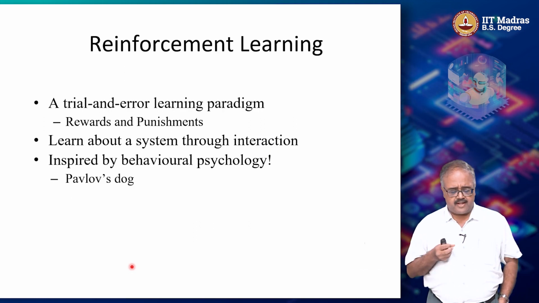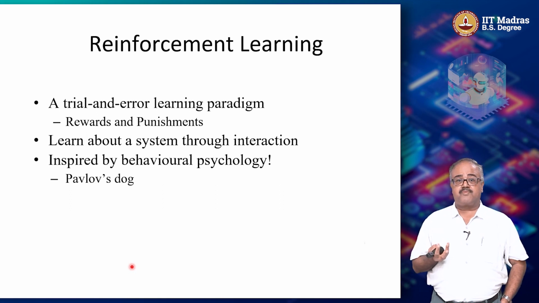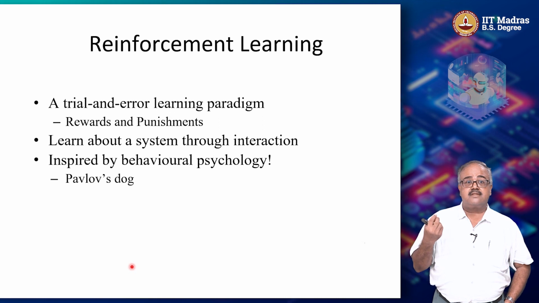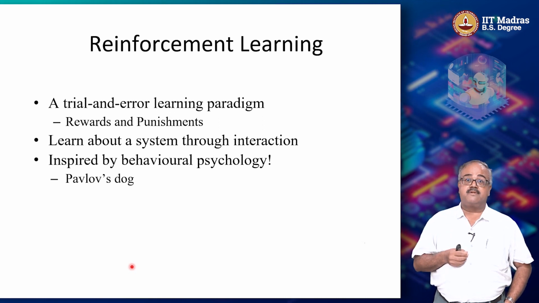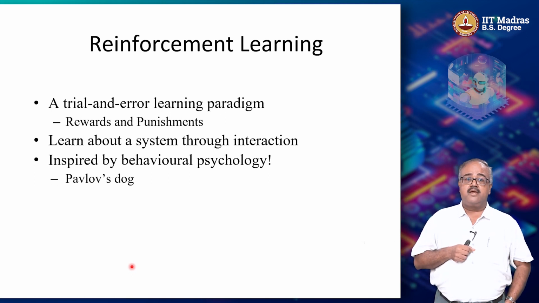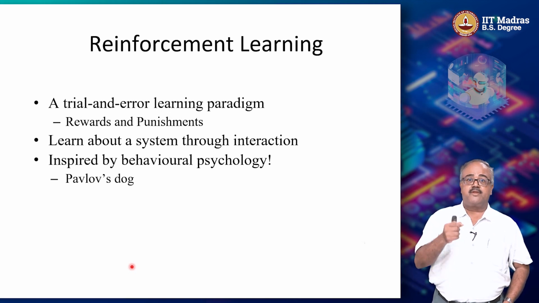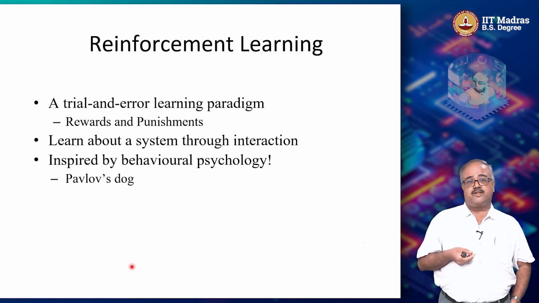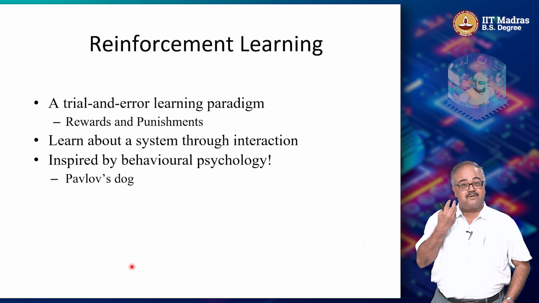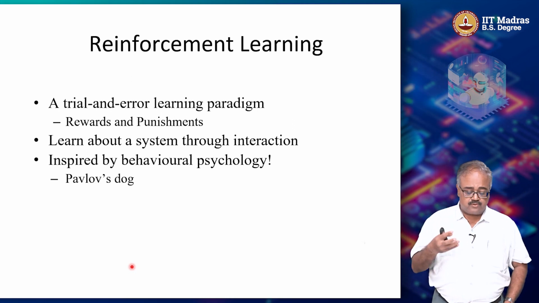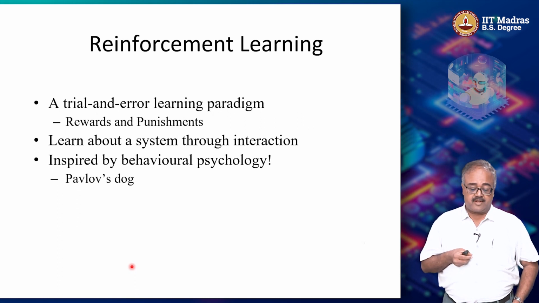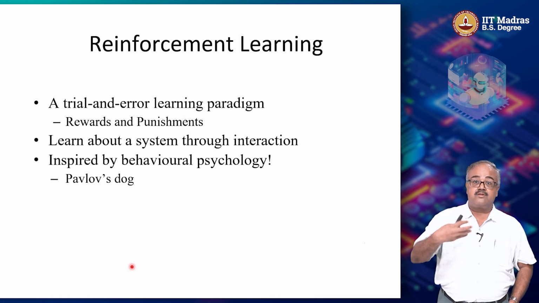So reinforcement learning is a trial and error learning paradigm. One way of thinking about it is that it is learning through rewards and punishments, as opposed to somebody giving you an instruction as to what to do. It's basically saying that if you do something good, you give a reward. If you do something bad, you give a punishment, right? That's how people train animals, right? So the roots of reinforcement learning actually go to behavioral psychology, right? It's learning about a system through interaction and through rewards and punishment.